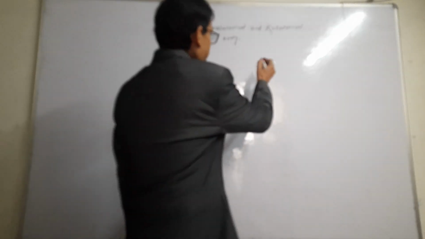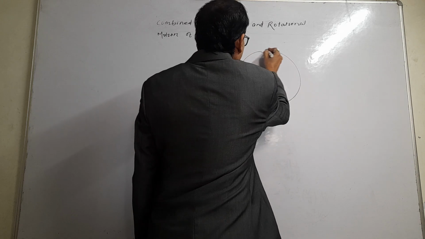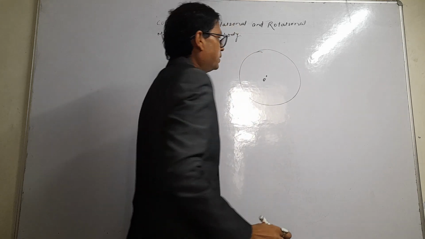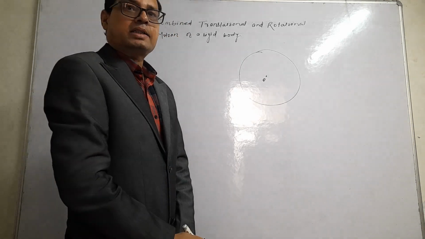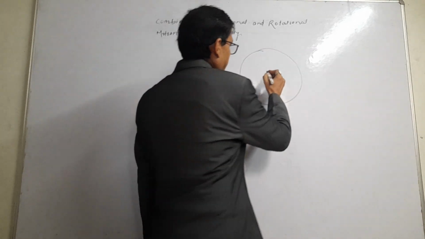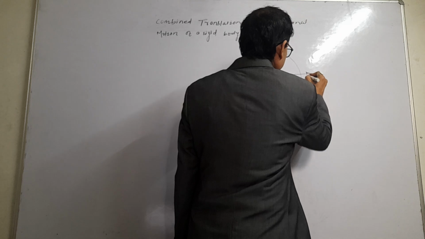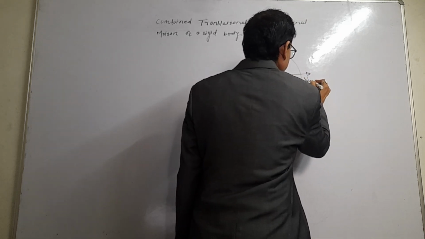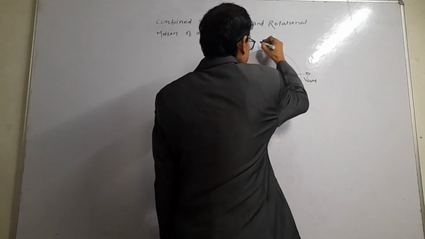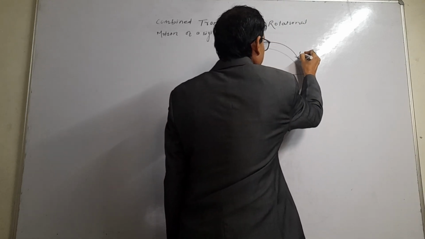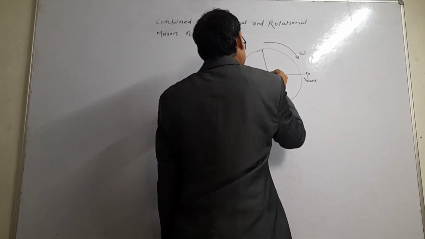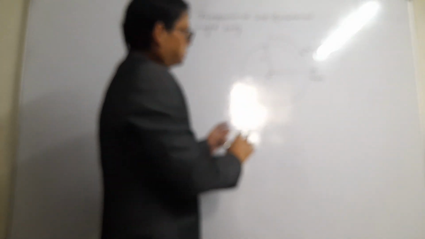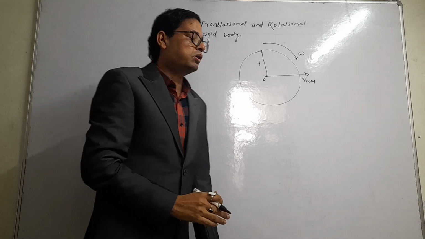Suppose there is a body or disk whose center of mass is, say, this point O. It is in translational as well as rotational motion. Suppose this disk, whose center of mass is moving with linear velocity v center of mass, is rotating with angular speed omega. Its radius is, say, r. Now this is the case of combined translational and rotational motion.